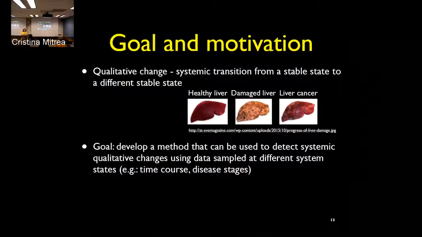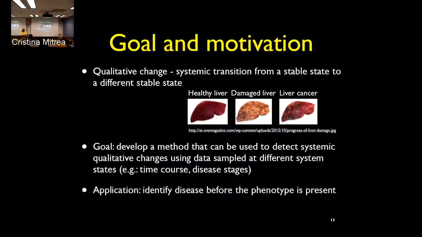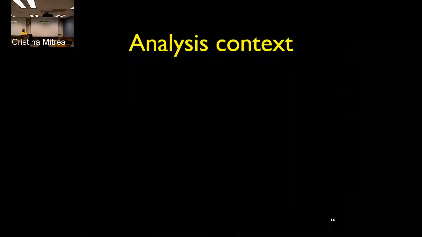The method can be used to detect these systemic changes. And these changes, if you look from one single time point to another single time point, might not be readily available because the change is progressive. So either you see the change when it's already at the disease state, or you don't see the change because it's between two states that are too close to each other. So the application is identifying disease before the phenotype is present.